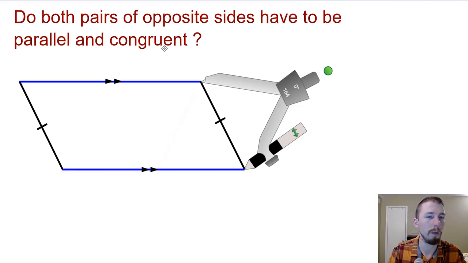All right, now do both pairs of opposite sides have to be parallel or congruent? So in this example here, we have one set of parallel lines and these two sides are congruent. So if both were parallel and both were congruent, then we would be able to prove that it was a parallelogram. But right now it's actually ambiguous. It could be something else.